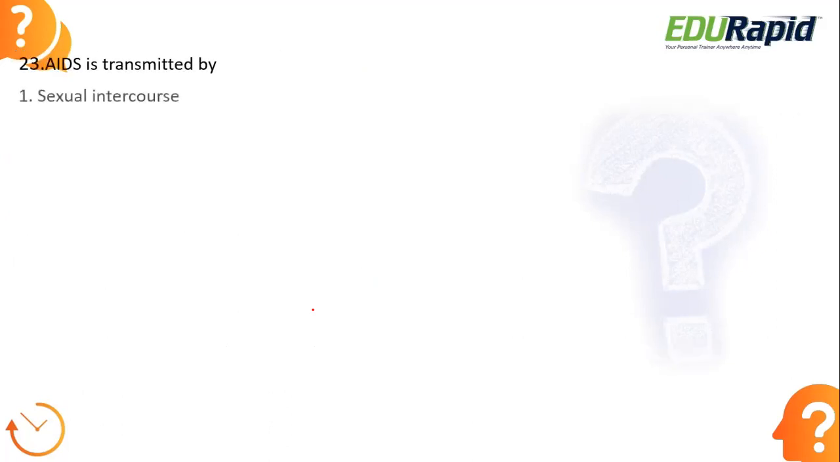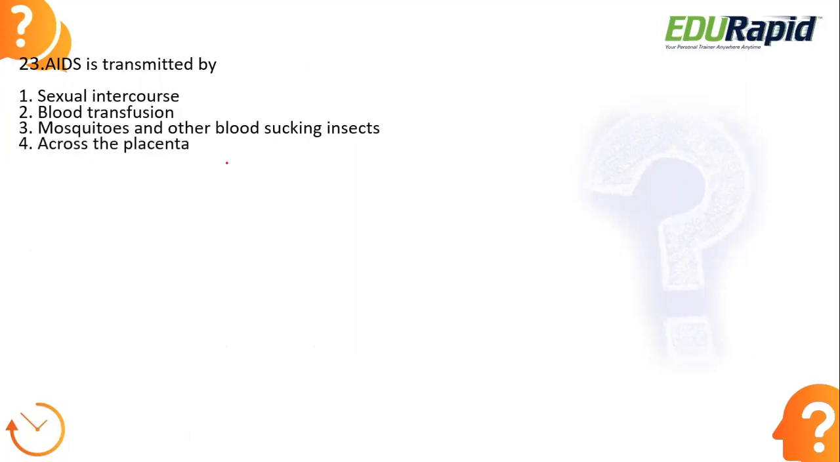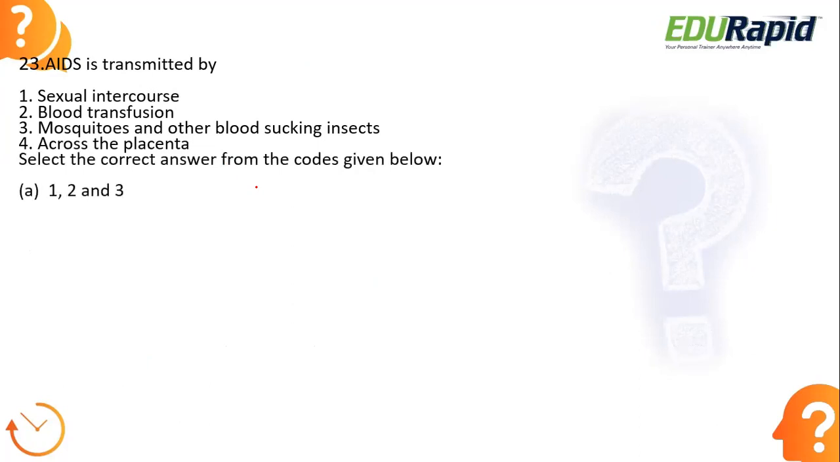AIDS is transmitted by sexual intercourse, blood transfusion, mosquitoes and other blood-sucking insects. Fourth statement, across the placenta. Select the correct answer from the codes given below. Option A, 1, 2 and 3. Option B, 1 and 2. Option C, 1, 2 and 4. Option D, 1, 3 and 4.